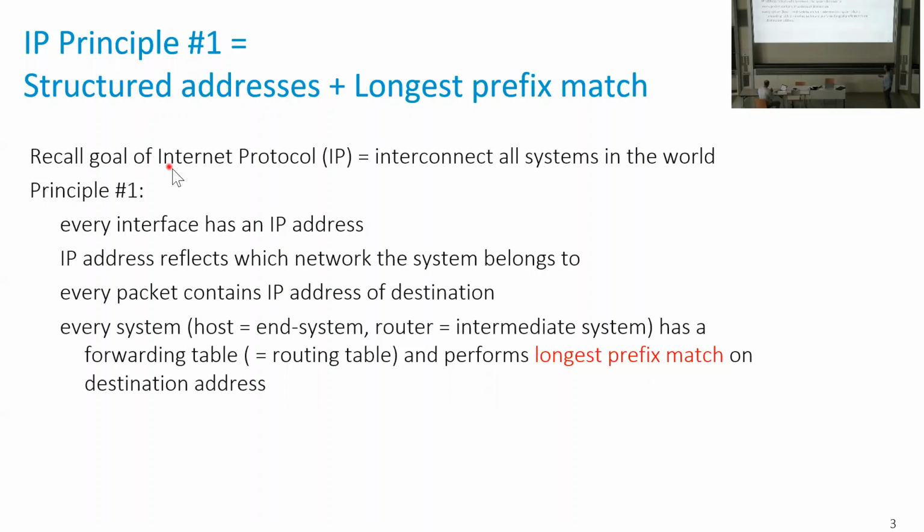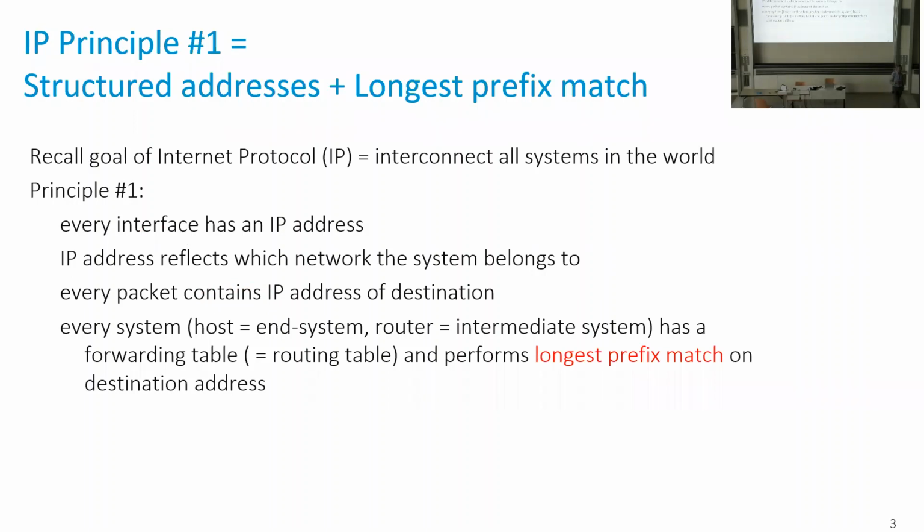The first principle is this one. Every interface, for example, the Ethernet or Wi-Fi interface of this device, has an IP address. We've discussed the addresses last week. And in principle, the address reflects which network the system belongs to. We've also discussed this last week. Second, every packet contains the IP address of the destination.